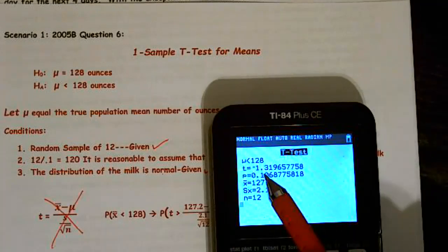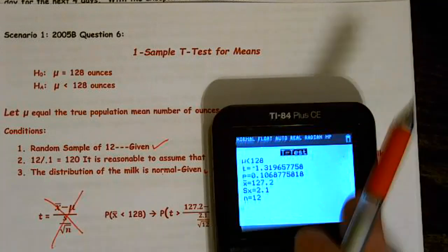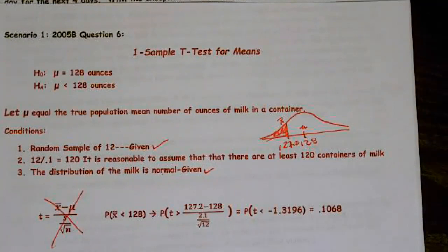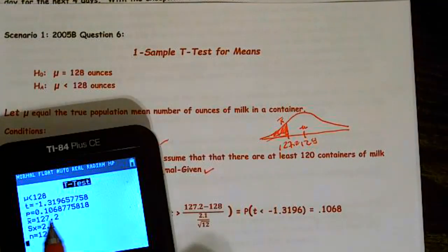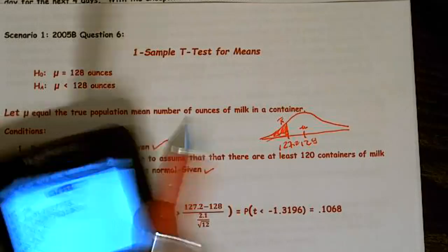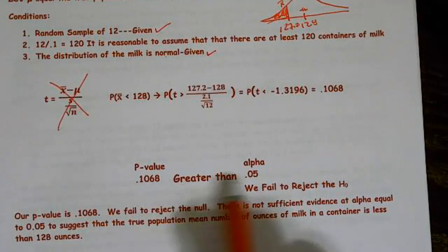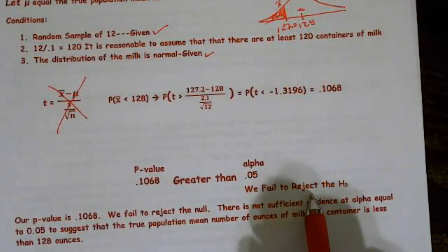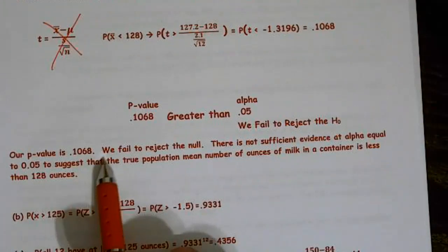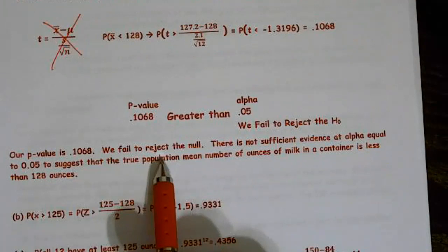And we end up getting T is negative 1.3196, and the probability of that is our p-value of 0.1068. All right, so our p-value is 0.1068. That's greater than an alpha of 0.05, so our decision is to fail to reject the null.